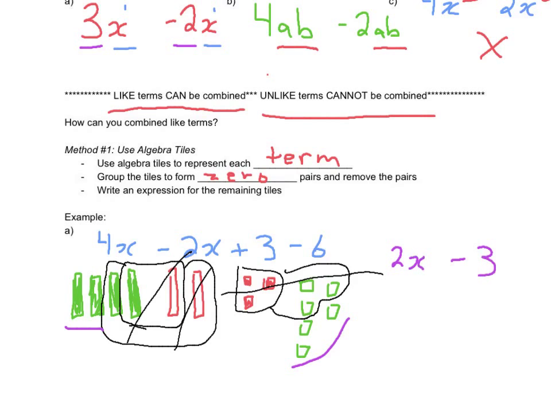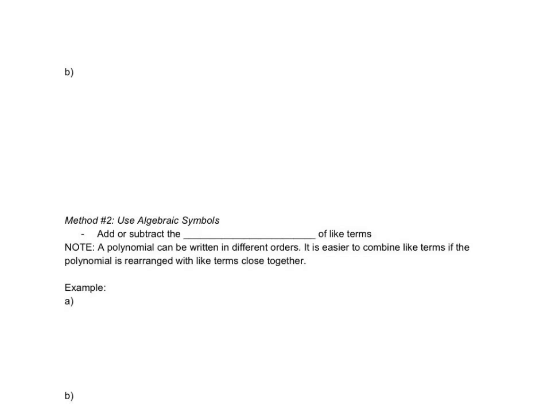After we've combined the terms, we are left with 2x minus 3. Okay, so the method is a little more visual. Maybe you're able to see better what's going on. We'll quickly show you another example that you'll get to do on your own using this, and then you'll be able to show me in class tomorrow.